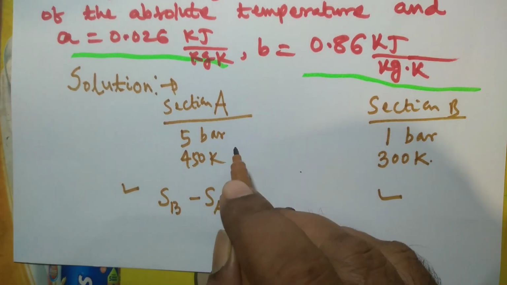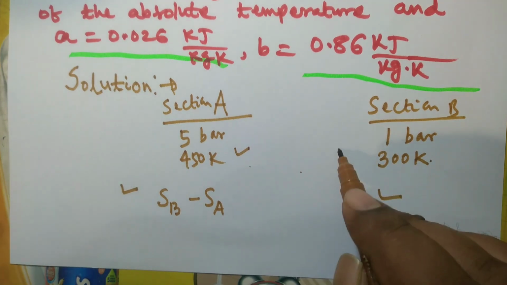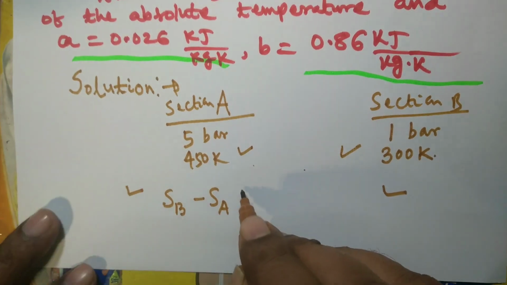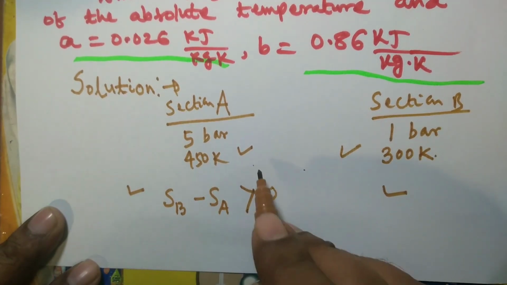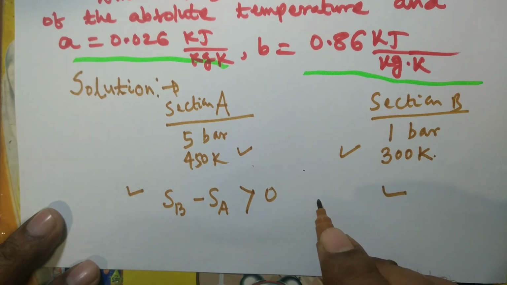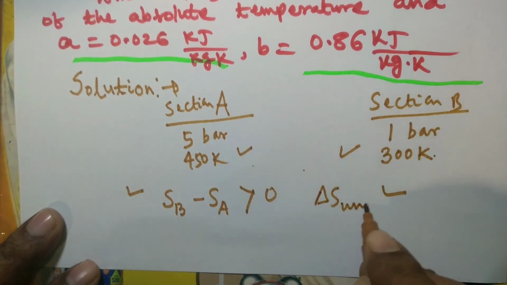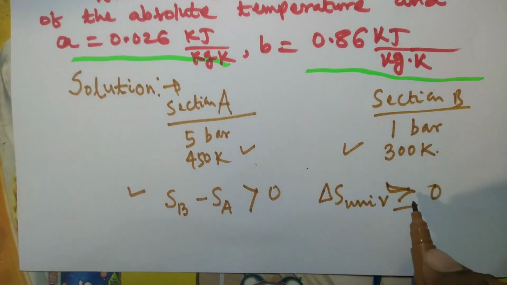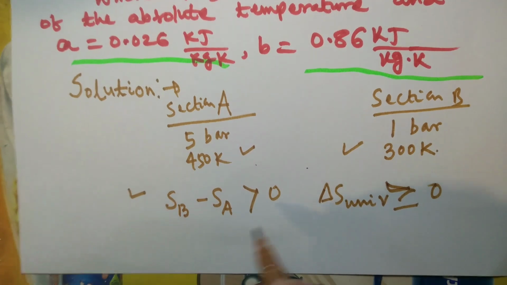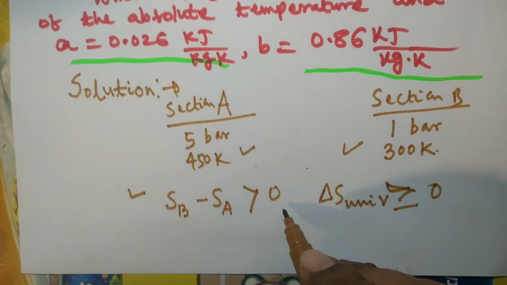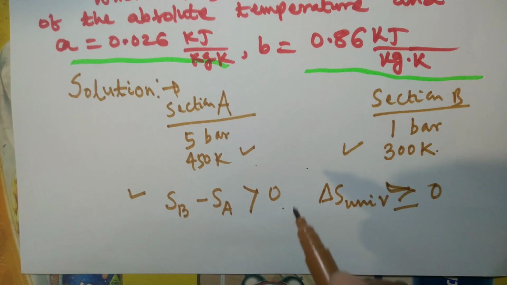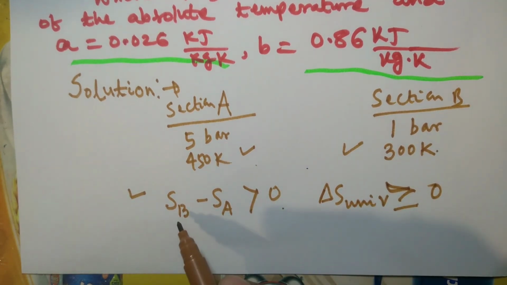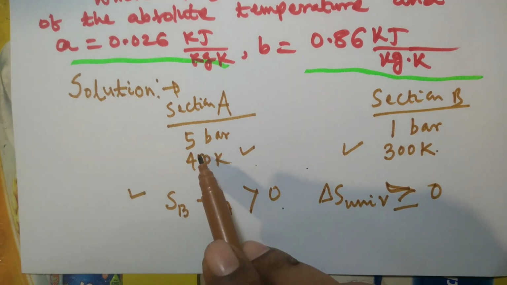So delta S universe is here nothing but the delta S of this system. So if this is the initial state, inlet section, and this is the outlet section, if you calculate S_B minus S_A and it comes out to be positive, then this is a feasible process, because according to the principle of increase of entropy, delta S universe has to be greater than or equal to 0. So it cannot be negative. If this comes out as negative, it means this process is not feasible, and in this case delta S universe is nothing but equal to delta S of the system, that is the pipe.